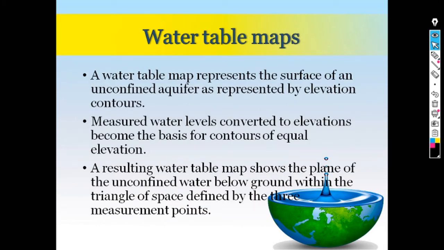Water table maps. A water table map represents the surface of an unconfined aquifer as represented by elevation contours. Measured water levels converted to elevation become the basis for contours of equal elevation. A resulting water table map shows the plane of unconfined water below ground within the triangle of space defined by the three measurement points.